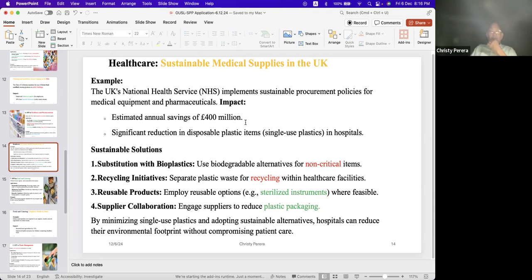Recycling initiatives. Separate plastic waste for recycling within healthcare facilities.